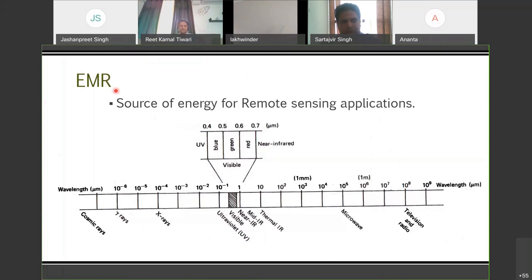In remote sensing, we also use thermal IR and microwave data. These two are completely different. So we can divide remote sensing into three aspects: optical remote sensing, thermal remote sensing, and microwave remote sensing. Optical remote sensing deals with the visible region. Thermal remote sensing is another category, and microwave remote sensing deals with another region.